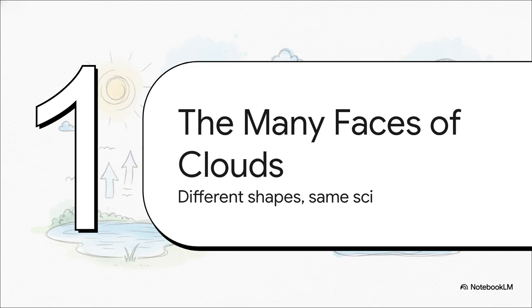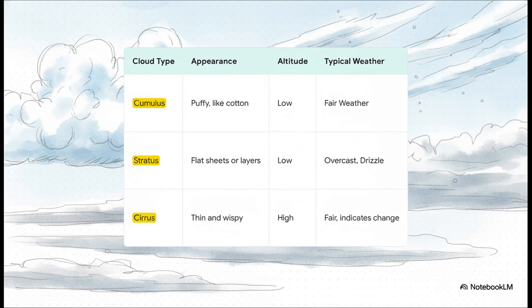Okay, so if they're all made the same way, why don't all clouds look the same, right? You've got the puffy ones, the flat ones, the wispy ones. Well, the basic science is the same, but different ingredients in the recipe create very different results. It really comes down to how high up they are and how cold it is. So you've got your classic cumulus clouds, right? Those are the low, puffy, cotton ball-looking ones you see on a nice day.